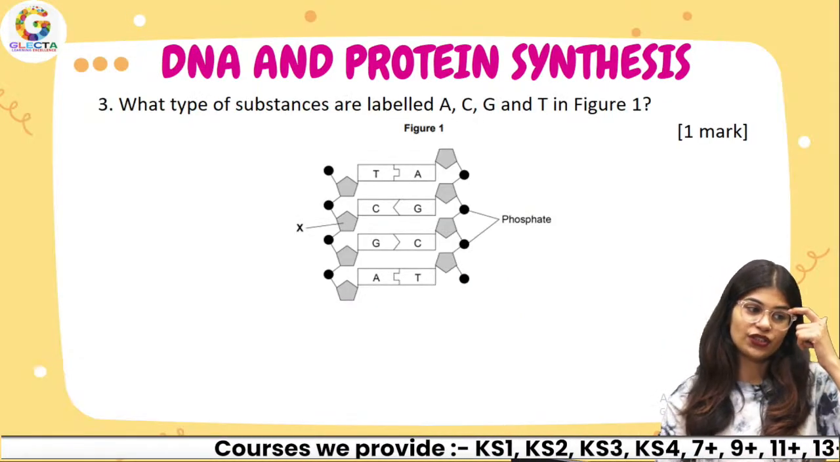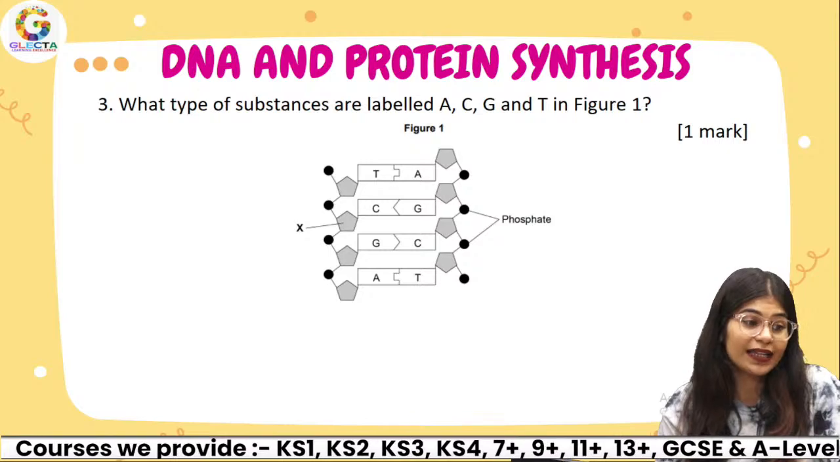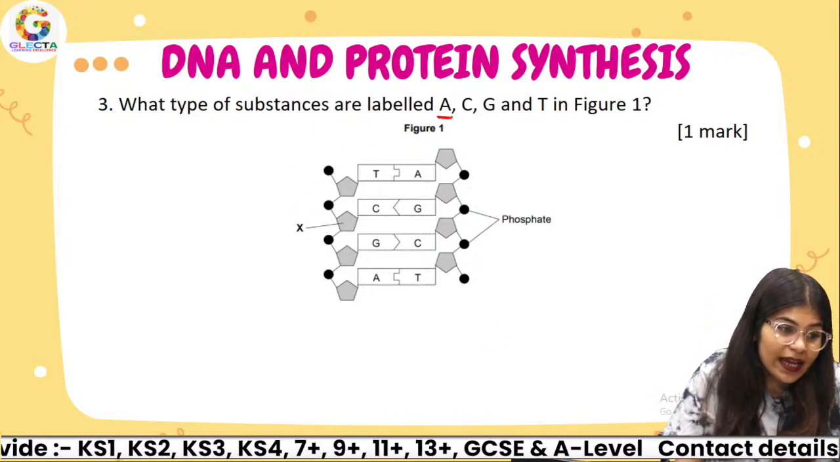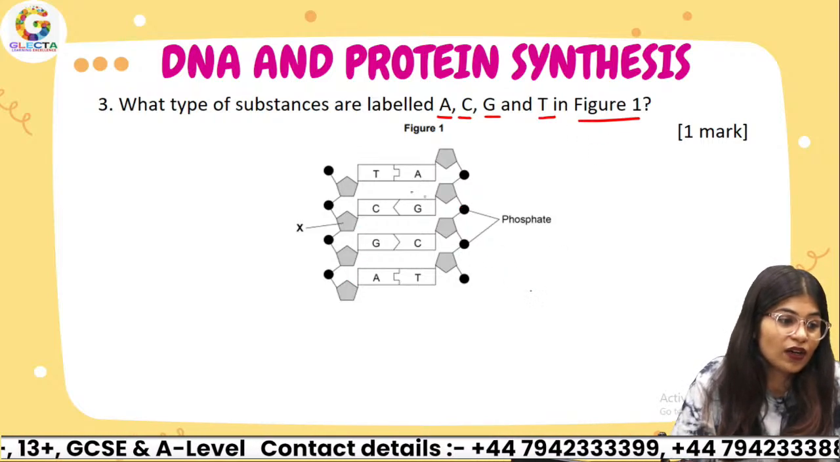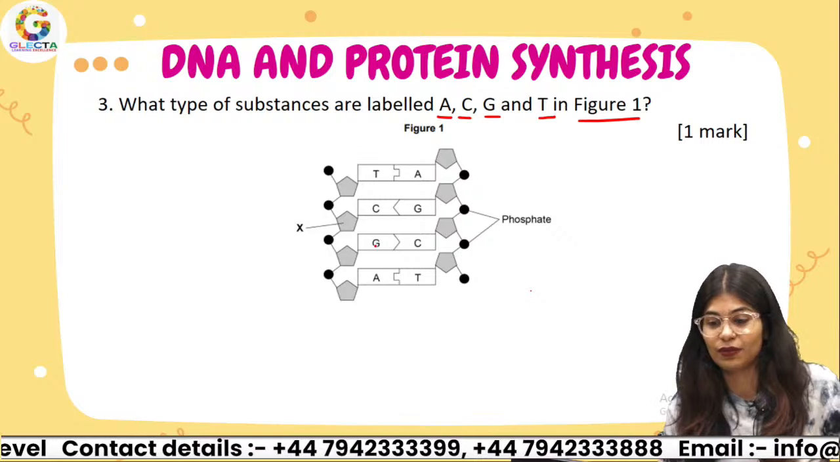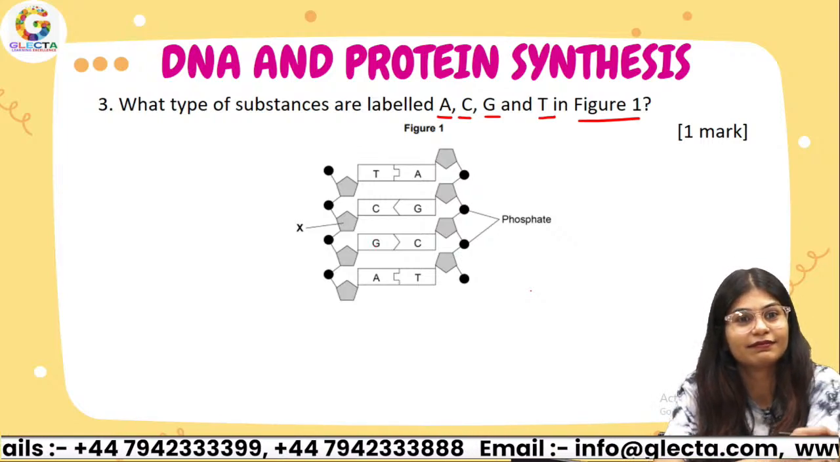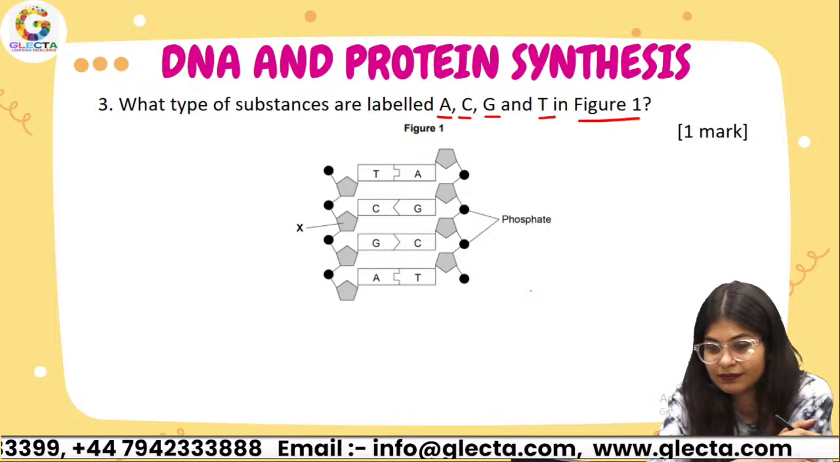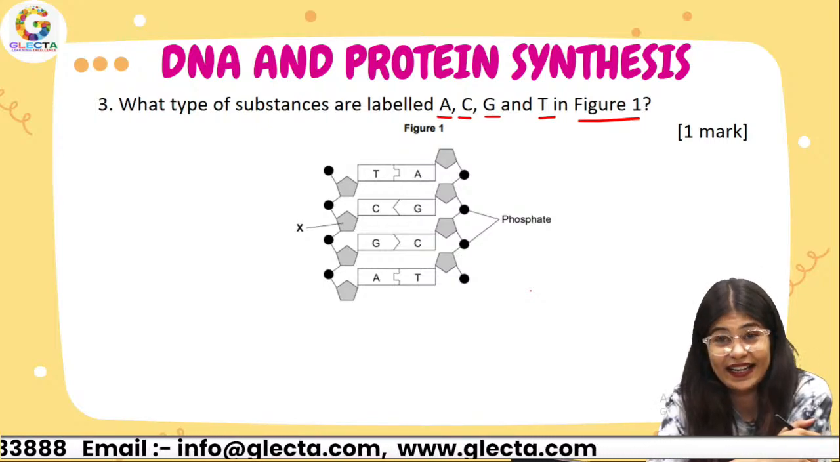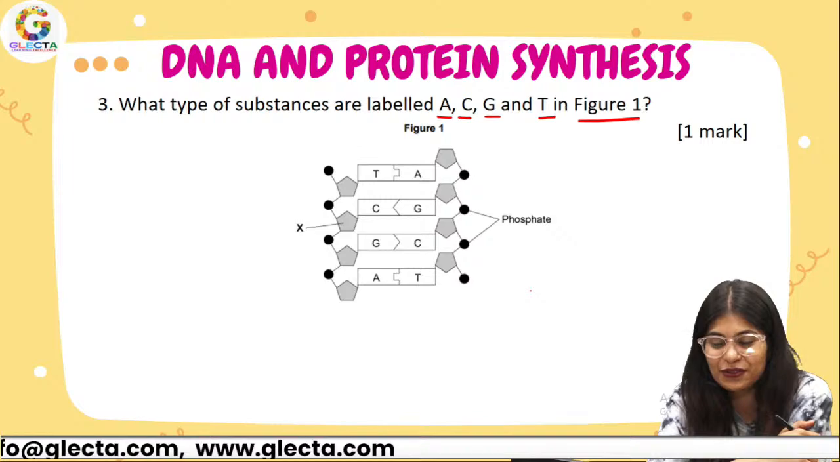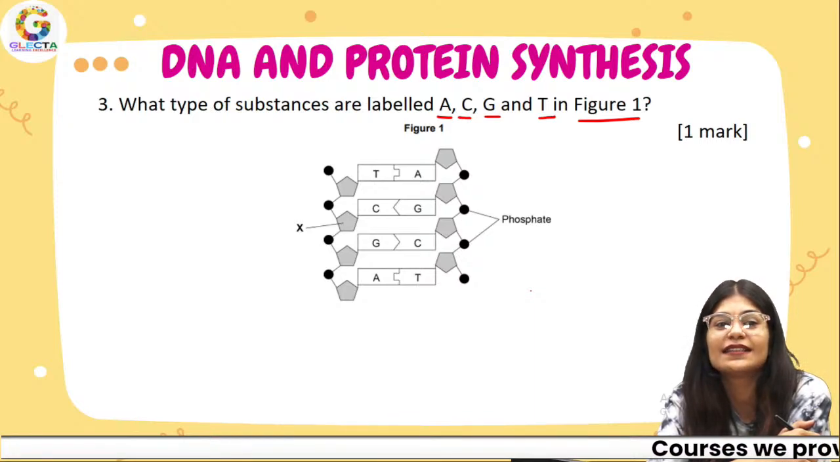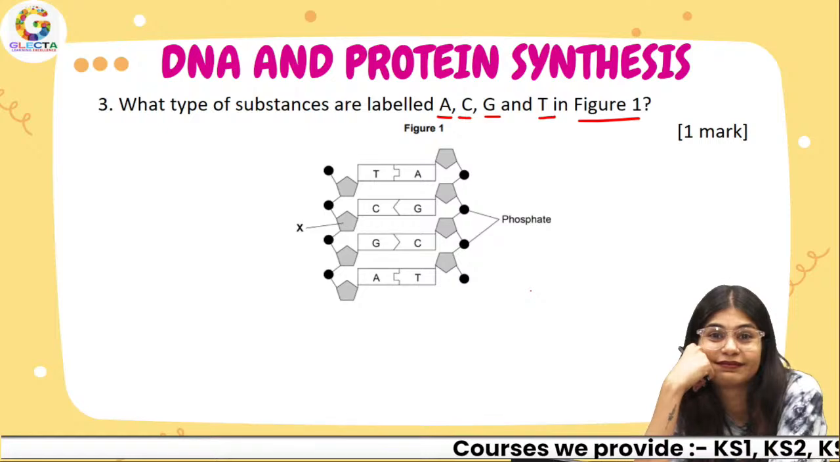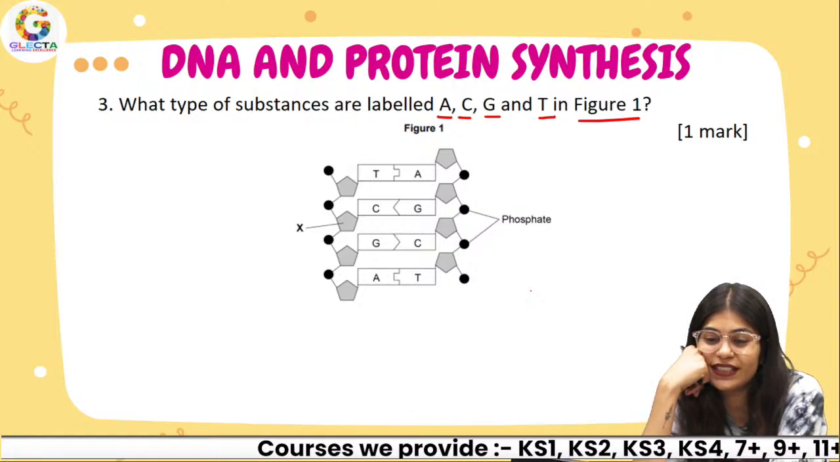Moving on to the next question, it says what type of substances are labeled A, C, G, T in the figure 1. So this is your figure 1. What is A, G, T, C? What is that? Alexa says sugar, and we're done with the sugar. But yes, it is still sugar. Moving on to, what are these substances A, G, T, C? Everyone, what is A, G, T, C?